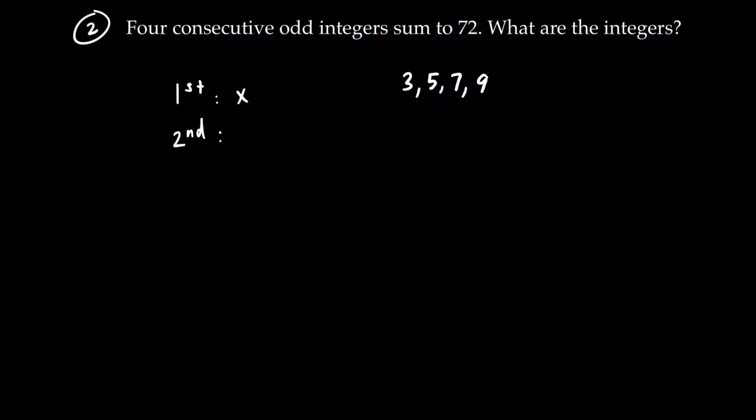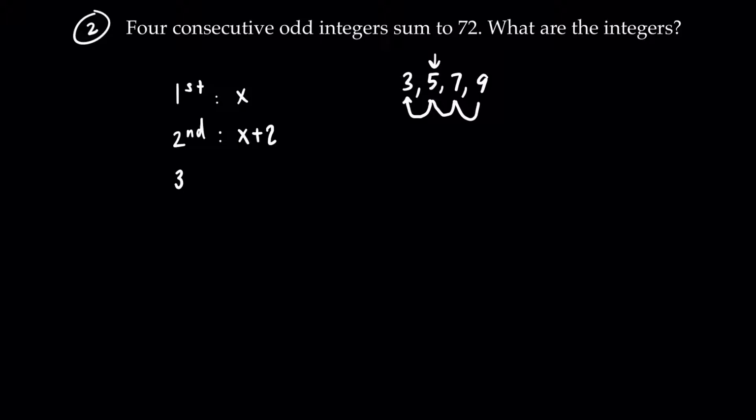My question is, how do we express the second integer right here, which is 5, in terms of the first integer? Or in other words, how do we express 7 in terms of 5? How do we express 9 in terms of 7? I'm going to say that whatever the next odd integer is, it's always going to be 2 more than the last one. So the second integer, in our case here, is 5. 5 happens to be 3 plus 2.